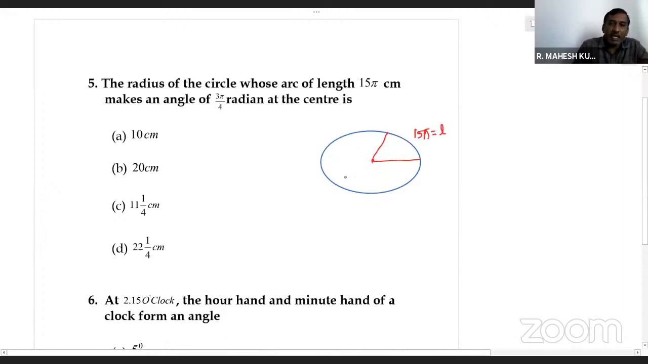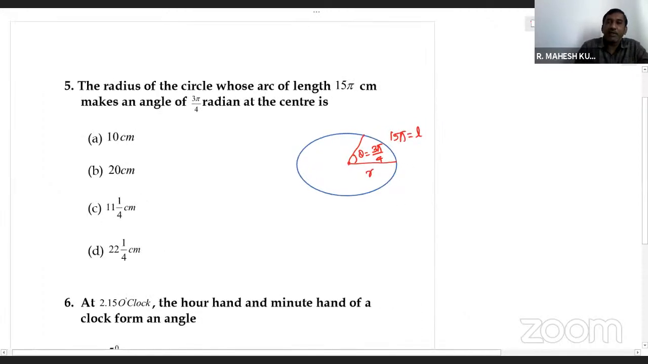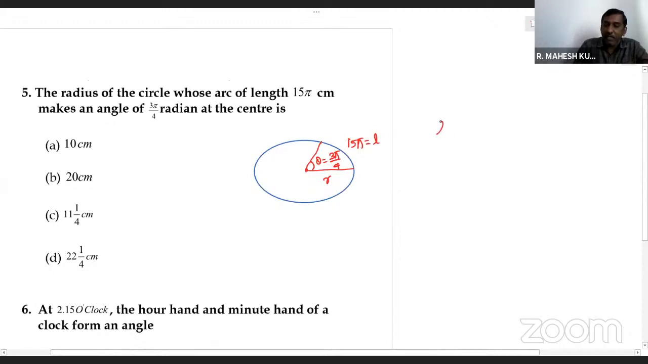And it is making an angle of 3π/4 radian. Theta is equal to 3π by 4 radian. This is your theta. So what is the radius? That is what you are supposed to find out. Now you can straight away use the formula L is equal to Rθ. And remember, all these formulas are applicable only if theta is in radian. Angle should be in radian. Understood?